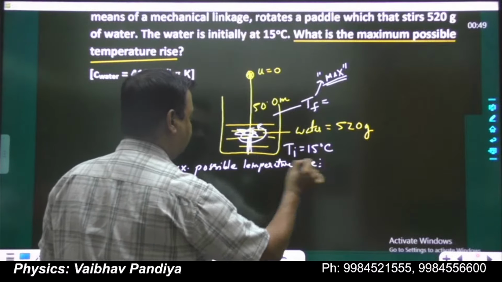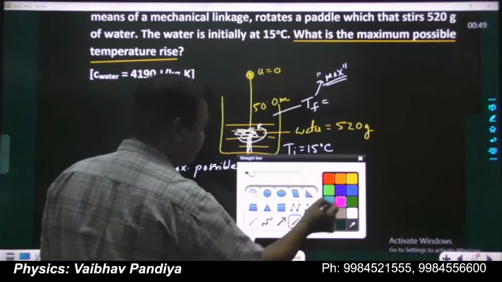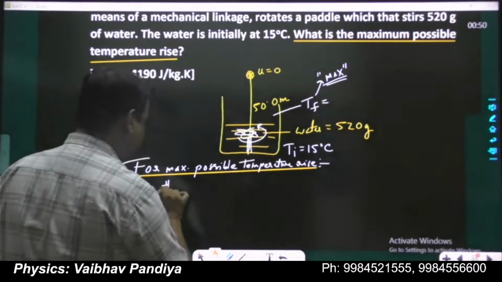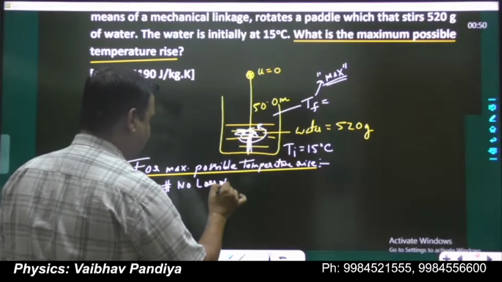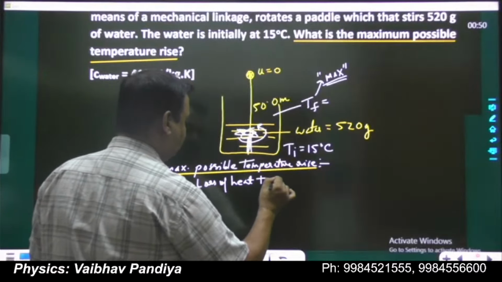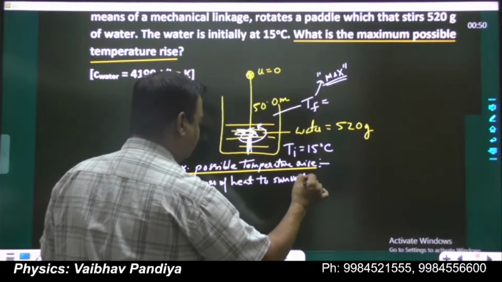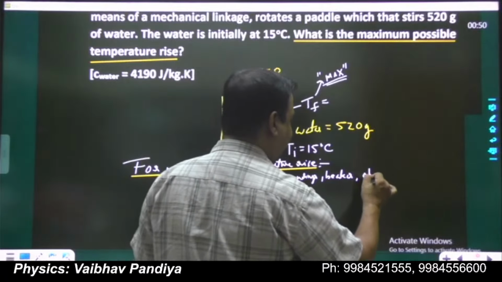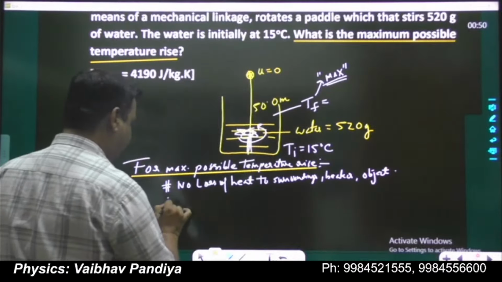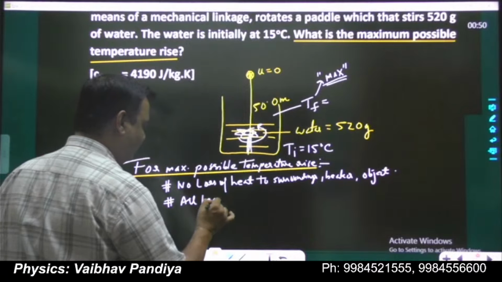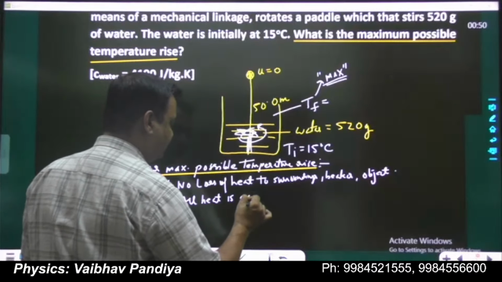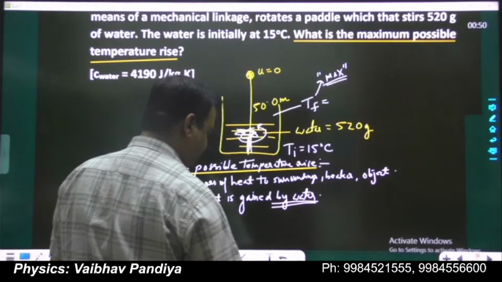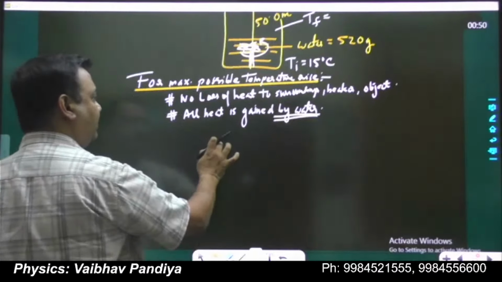For maximum possible temperature rise, first assumption we will take, there is no loss of heat, no loss of heat to the surroundings, to the beaker, or to the object itself. That is, all heat is gained by water and nothing else. There is no other heat transfer.